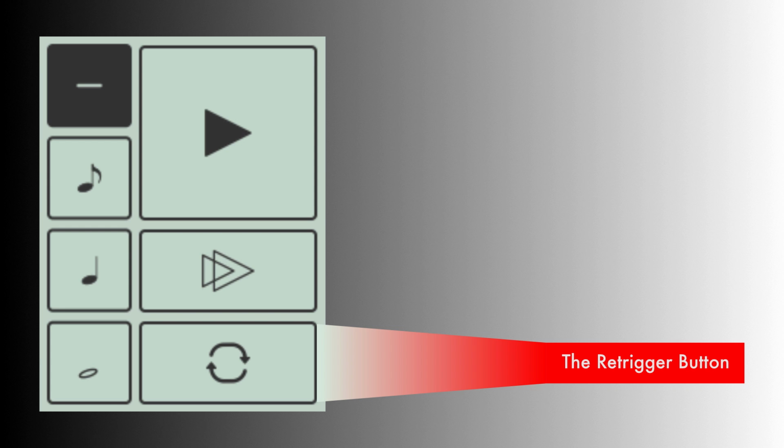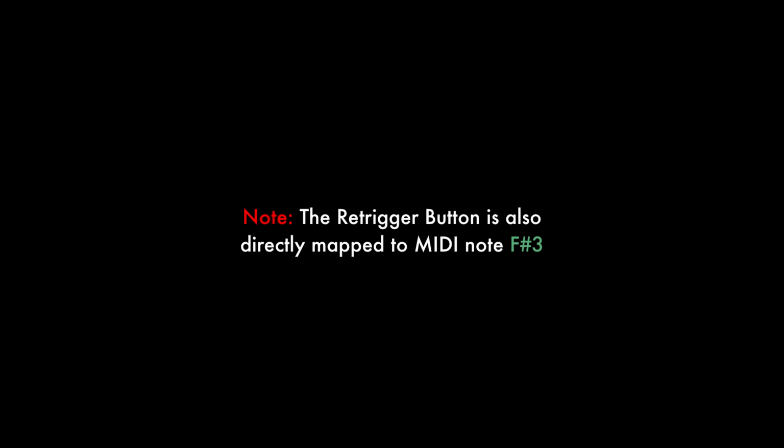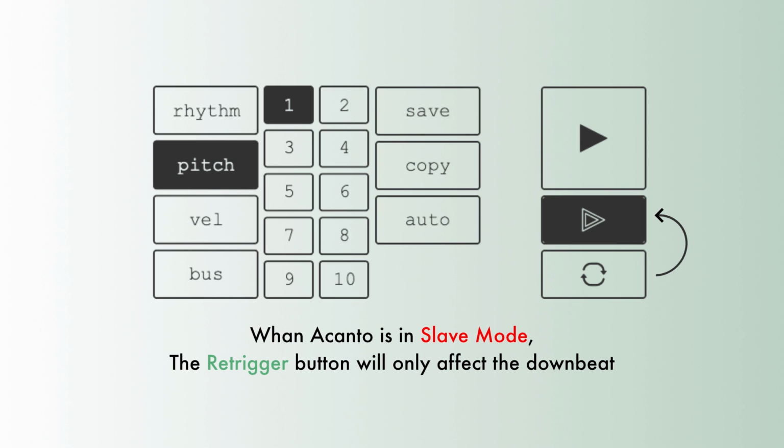Right below the sync button is the Retrigger button. It will, as the name implies, retrigger the sequence. If Acanto is running in slave mode, the Retrigger button will wait until the next downbeat to retrigger the sequence.